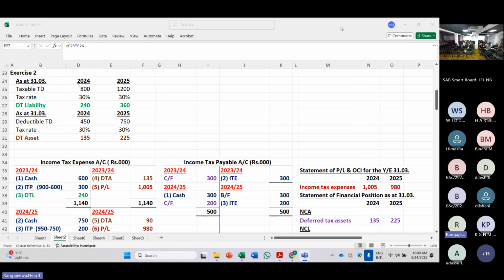Right. Clear? So this activity, taxable temporary difference is given. Deductible temporary difference is given. But practically from the accounting record, you don't find taxable temporary difference and deductible temporary difference.